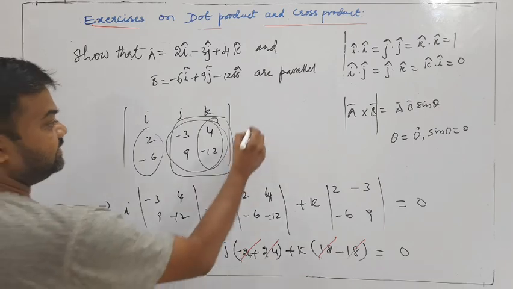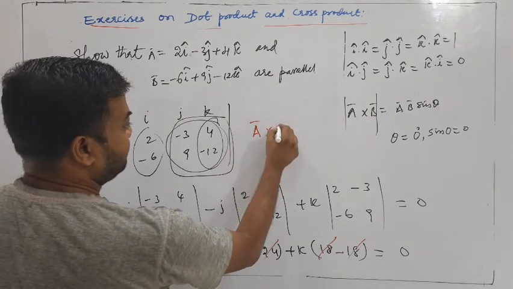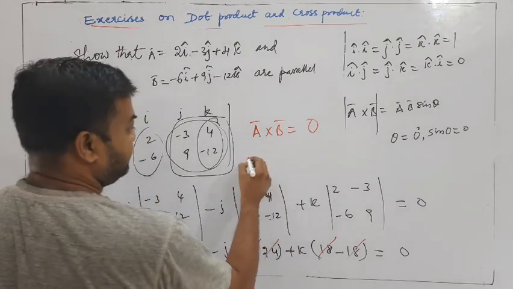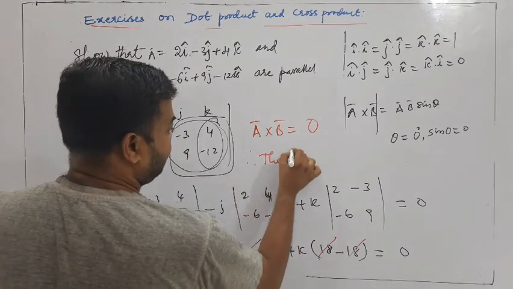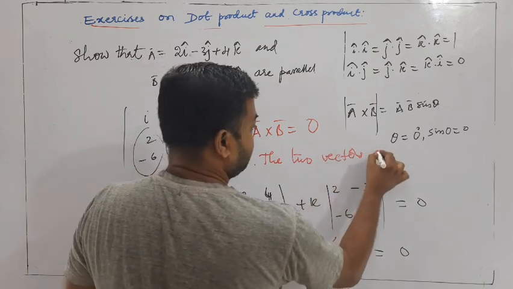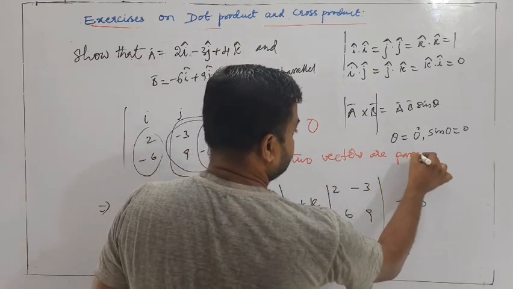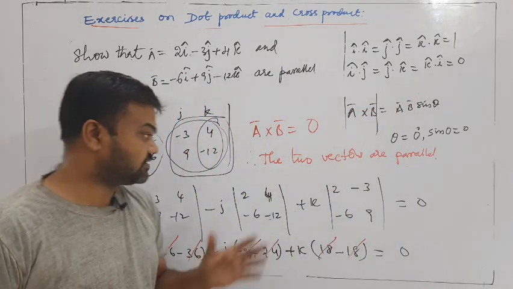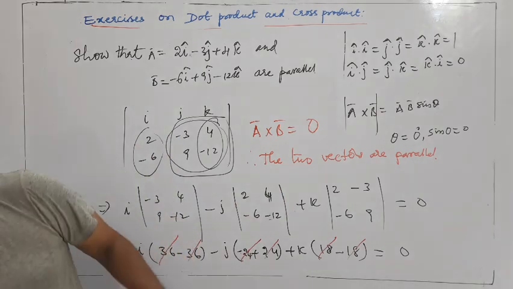That's why here A bar cross B bar, taking this as A and this as B, finally what you will get is 0, which means the two vectors are parallel. Like this we can find out. Okay, this is what vector product is. First copy it.